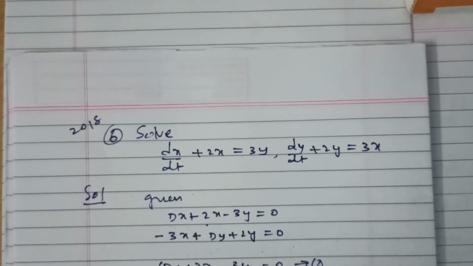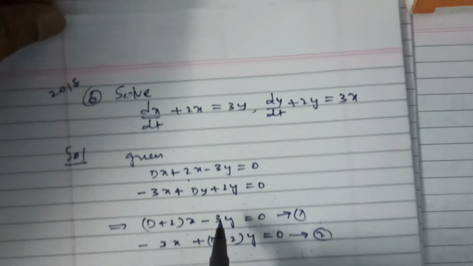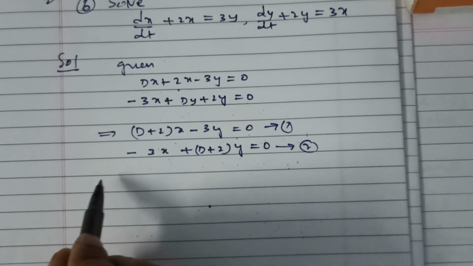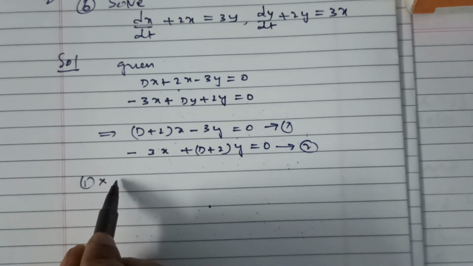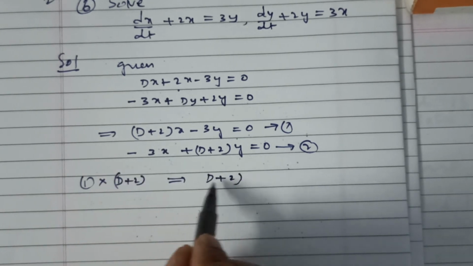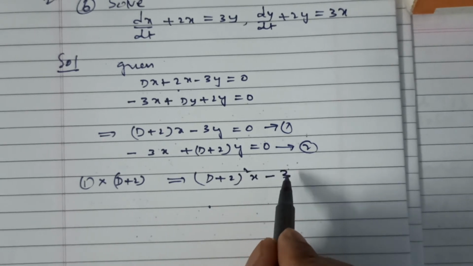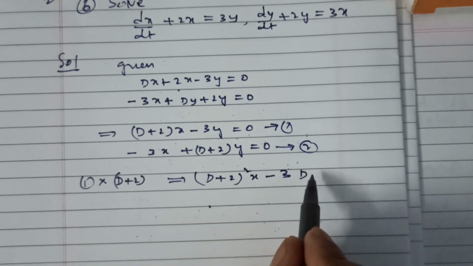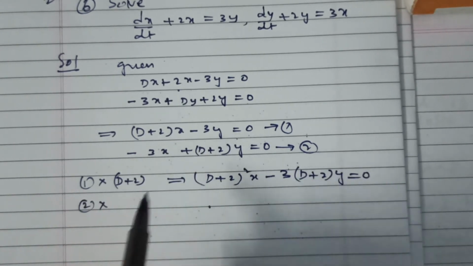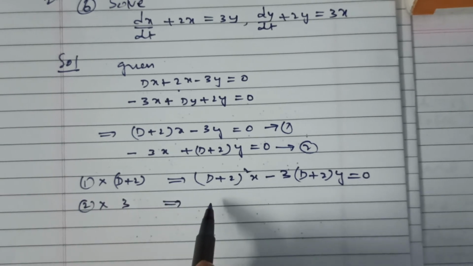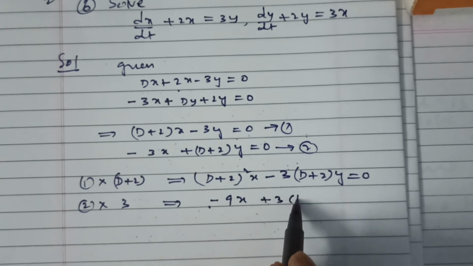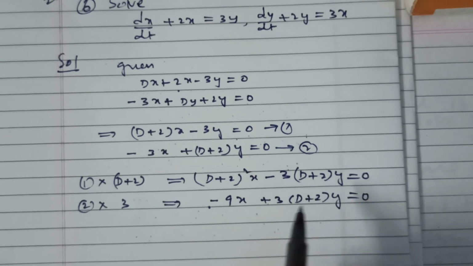I have to eliminate the y term first in these two equations, so the first one can be multiplied by (D+2), which implies (D+2)^2 x - 3(D+2)y = 0. The second equation can be multiplied by 3, which implies -9x + 3(D+2)y = 0.